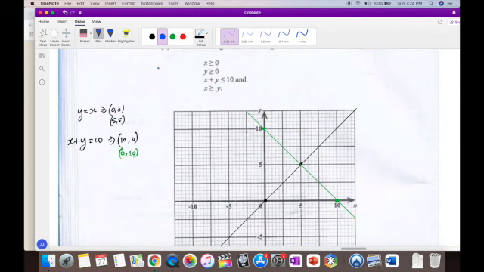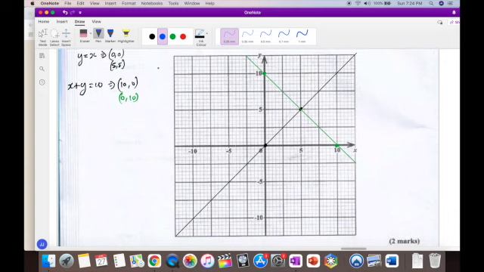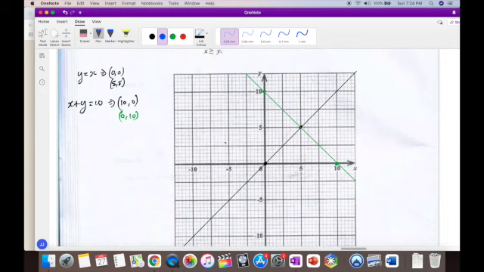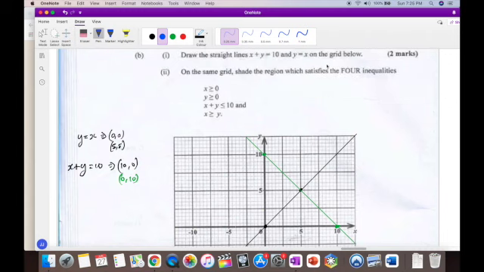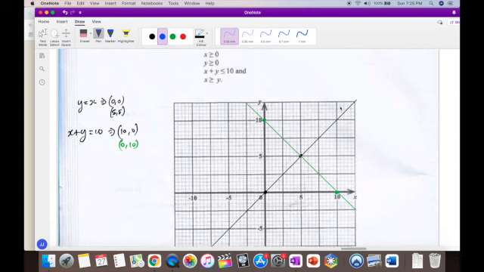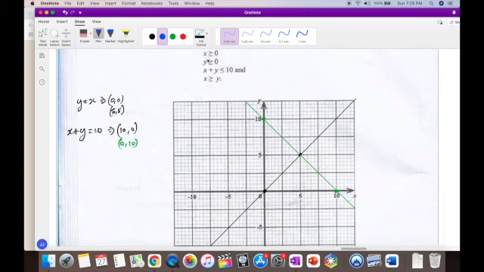So I'm not going to start shading just yet, right? You can see that we have 4 quadrants here: we have this one, this one, this one, and this one. I want to see which quadrants are true for all of them. On the same grid, shade the region which satisfies all 4 of them. So let's try the first one.